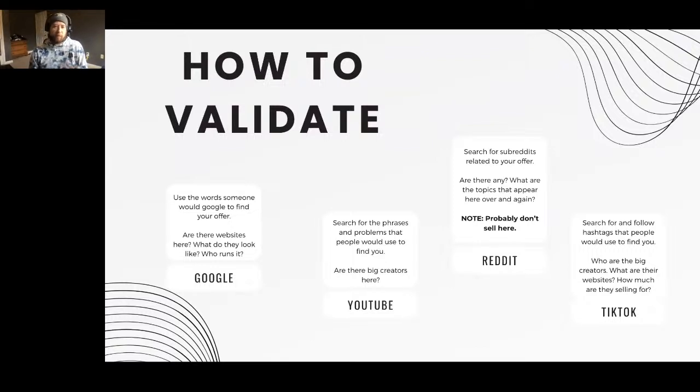Number two, go to YouTube, do the same thing. Search for the phrases and problems that people would use to find your content. Are there big creators on YouTube talking about the thing that you want to do? If they are, do they have a website that they're filtering or funneling people to? Click that website. Go down, again, do the same thing you did with the Google stuff. Look at their offers, look at how their website's designed, look at their landing pages, look at the links that are on their website. Again, you're just trying to validate, is someone selling this thing already? Because if someone is, then you are probably validating that you're onto something with your offer.